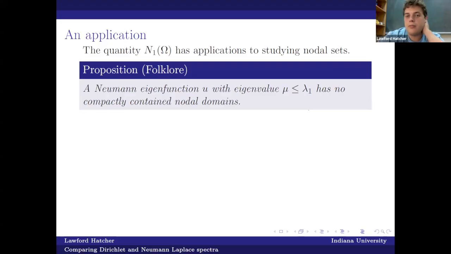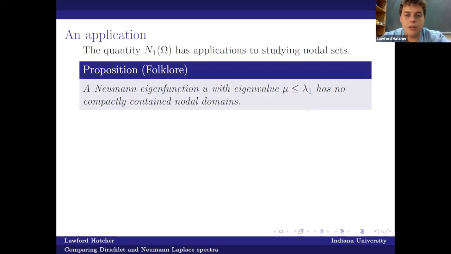The proposition is that if you have a Neumann eigenfunction whose eigenvalue doesn't exceed the first Dirichlet, then if you look at the nodal domains of this function, which are the connected components you get when you delete the zero level set, this eigenfunction has no compactly contained nodal domains. What I mean by that is that if you have a nodal domain, its boundary has to intersect the boundary of the larger domain in a set of positive measure, using the correct measure.